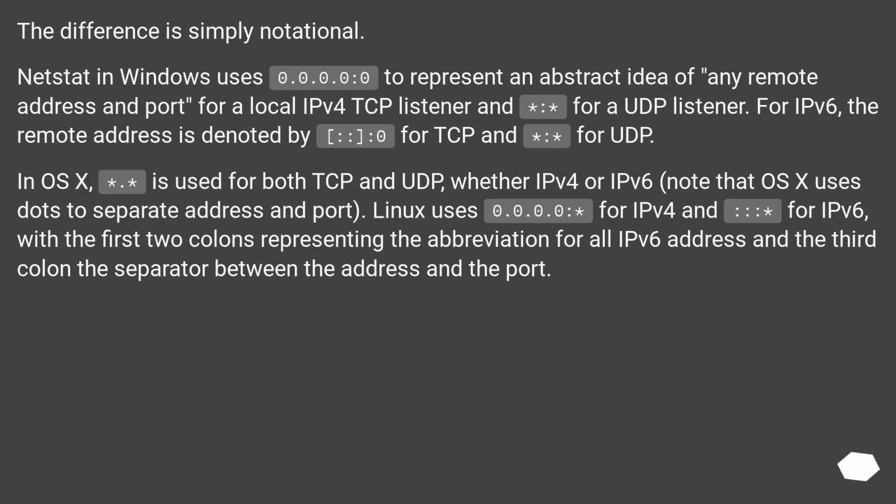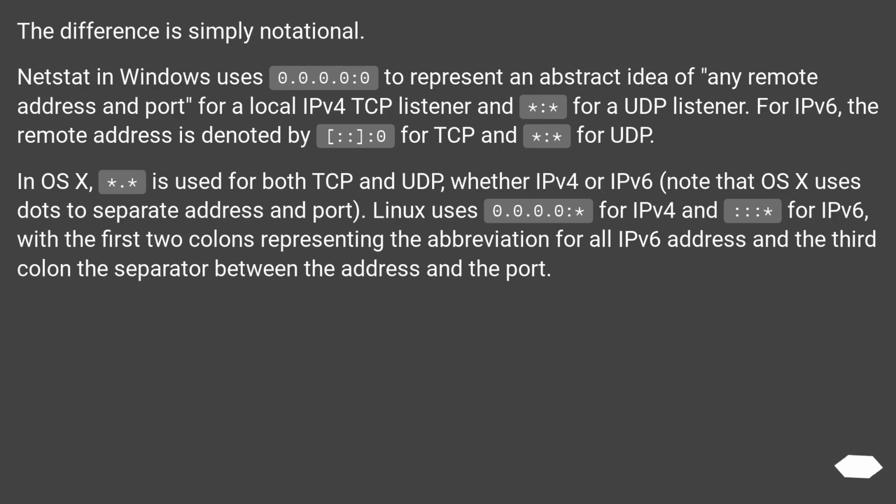The difference is simply notational. Netstat in Windows uses 0.0.0.0:0 to represent an abstract idea of a remote address and port for a local IPv4 TCP listener and *:* for a UDP listener. For IPv6, the remote address is denoted by [::]:0 for TCP and *:* for UDP.